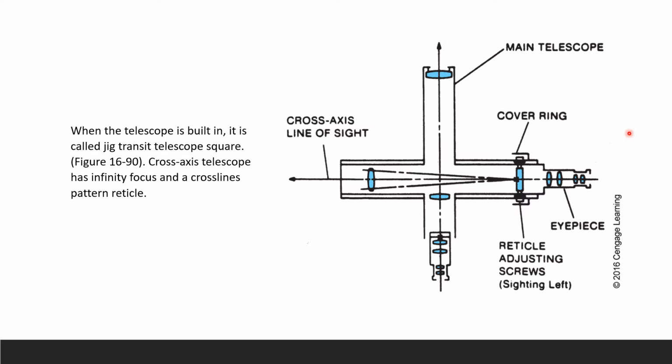Okay, so when you go back here, you can see this is your feature, right? Main telescope. That's your covering, and that's your eyepiece. This is your reticle adjusting screw, where we are able to see the cross line right there, and then the cross axis line of sight is right here. And here's another axis right there.